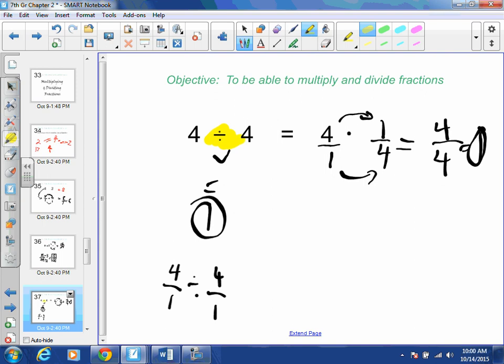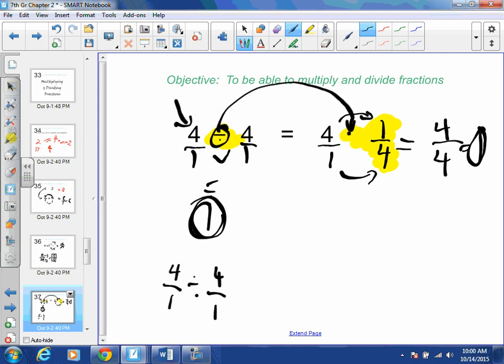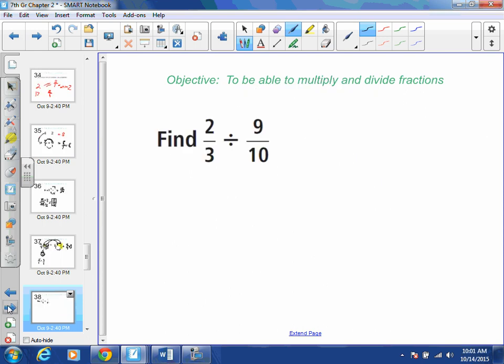So it turns out that dividing by a number is the same as multiplying by that number's reciprocal, or flip. Over on this side, we took 4 over 1 divided by 4 over 1, and we got 1. On this side, we changed the divide to multiply, and instead of dividing by 4 over 1, we took the reciprocal of 4 over 1, which is 1/4. So when you divide fractions, you multiply by the reciprocal. Multiplying by the reciprocal is the same as dividing.